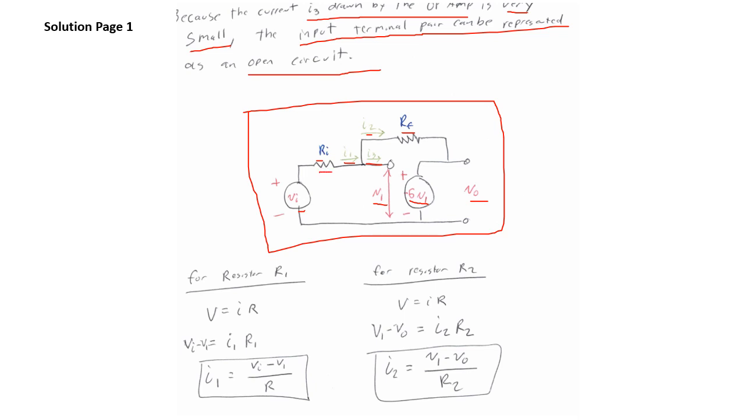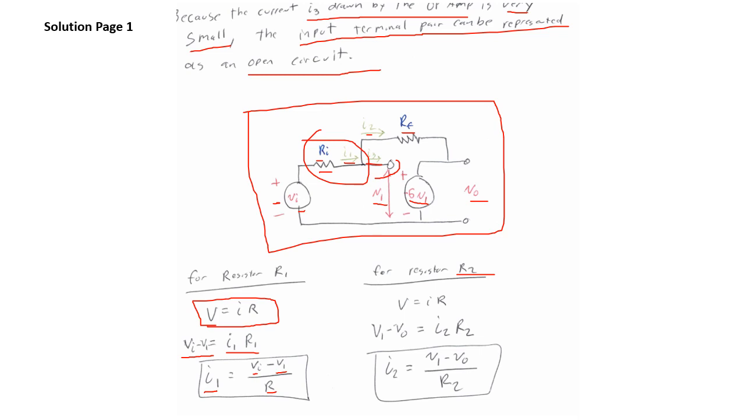For this resistance, we have the general equation V equals IR. So what are the voltages on either side of this resistor? There's our VI and there's our V1. Therefore, VI minus V1 is equal to I1 R1. We can rearrange and solve for I1: I1 is equal to VI minus V1 over R1.